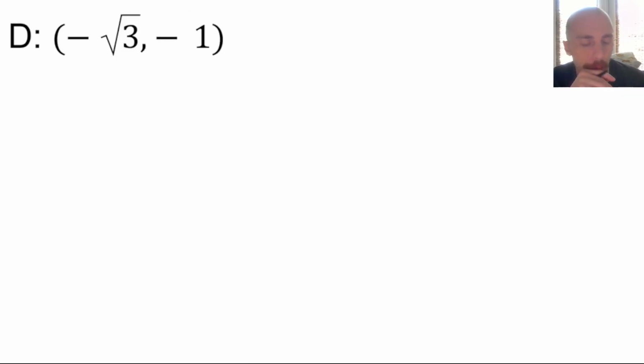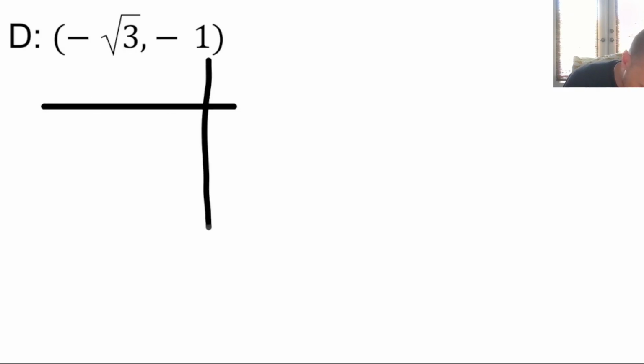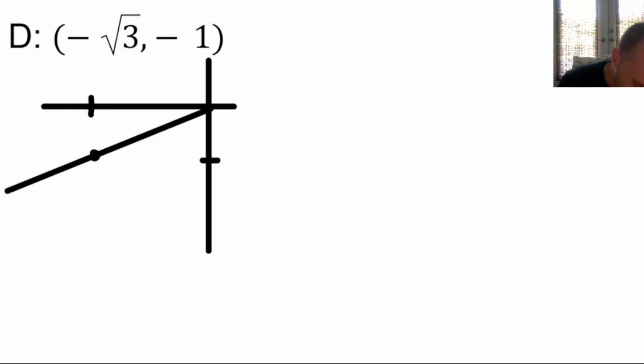With negative root 3 and negative 1, that's in the third quadrant, both x and y are negative. Oh, right, so that's looking like a 30-degree reference angle. Beyond pi, that would be pi plus pi over 6, which is 7 pi over 6. Okay, theta equals 7 pi over 6. I'm going to just write that.